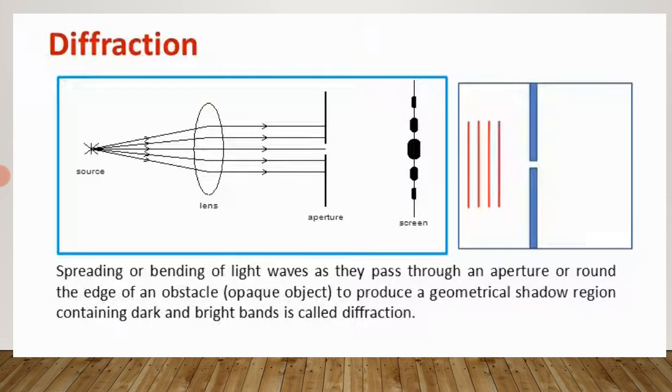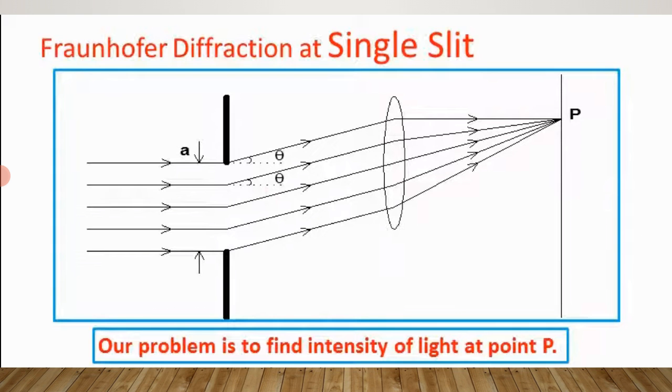Fraunhofer diffraction means what? The diffraction in which the distance between the source and screen from the diffracting element is infinite is called Fraunhofer diffraction. And Fresnel diffraction means what? The diffraction in which the distance between the source and screen from the diffracting element is finite is called Fresnel diffraction. So today we will discuss Fraunhofer diffraction at a single slit.